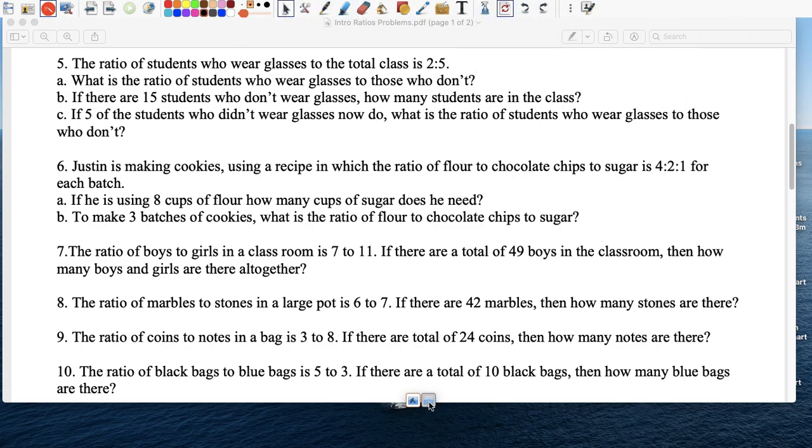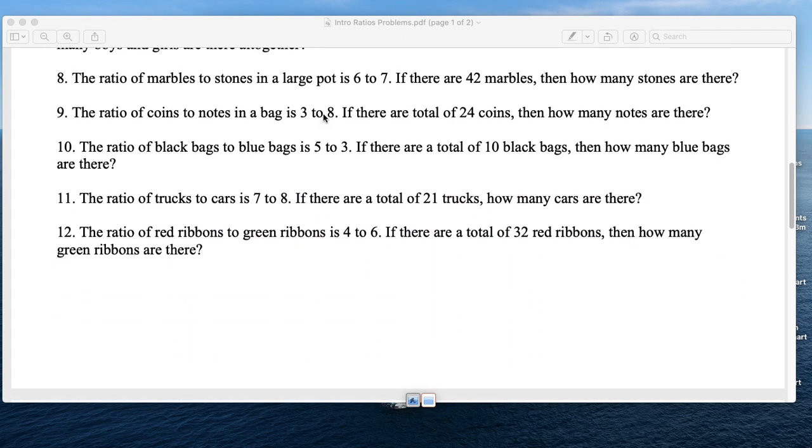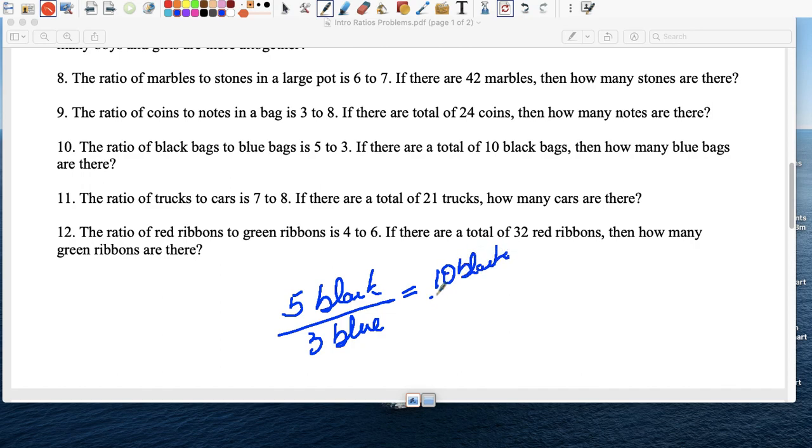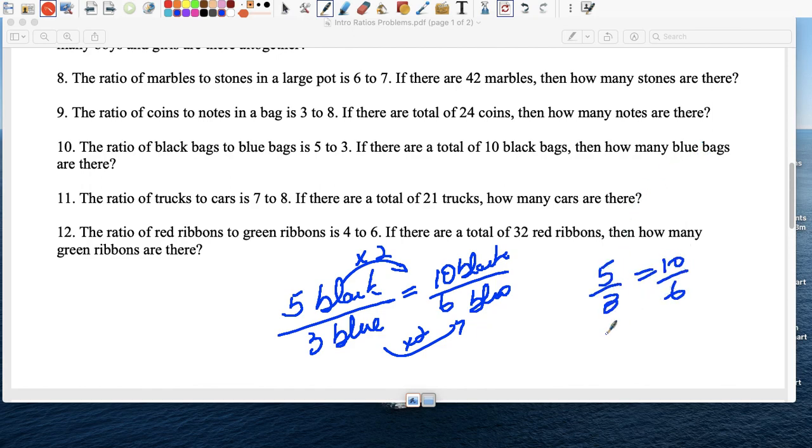10. Black bags, 5 black bags to 3 blue bags. There's a total of 10 black bags. Well, I'm not even going to say anything. It's just times 2. Right, so that gives me 6. Right, so notice that 5 over 3 and 10 over 6 are equivalent ratios, right? Equivalent fractions.